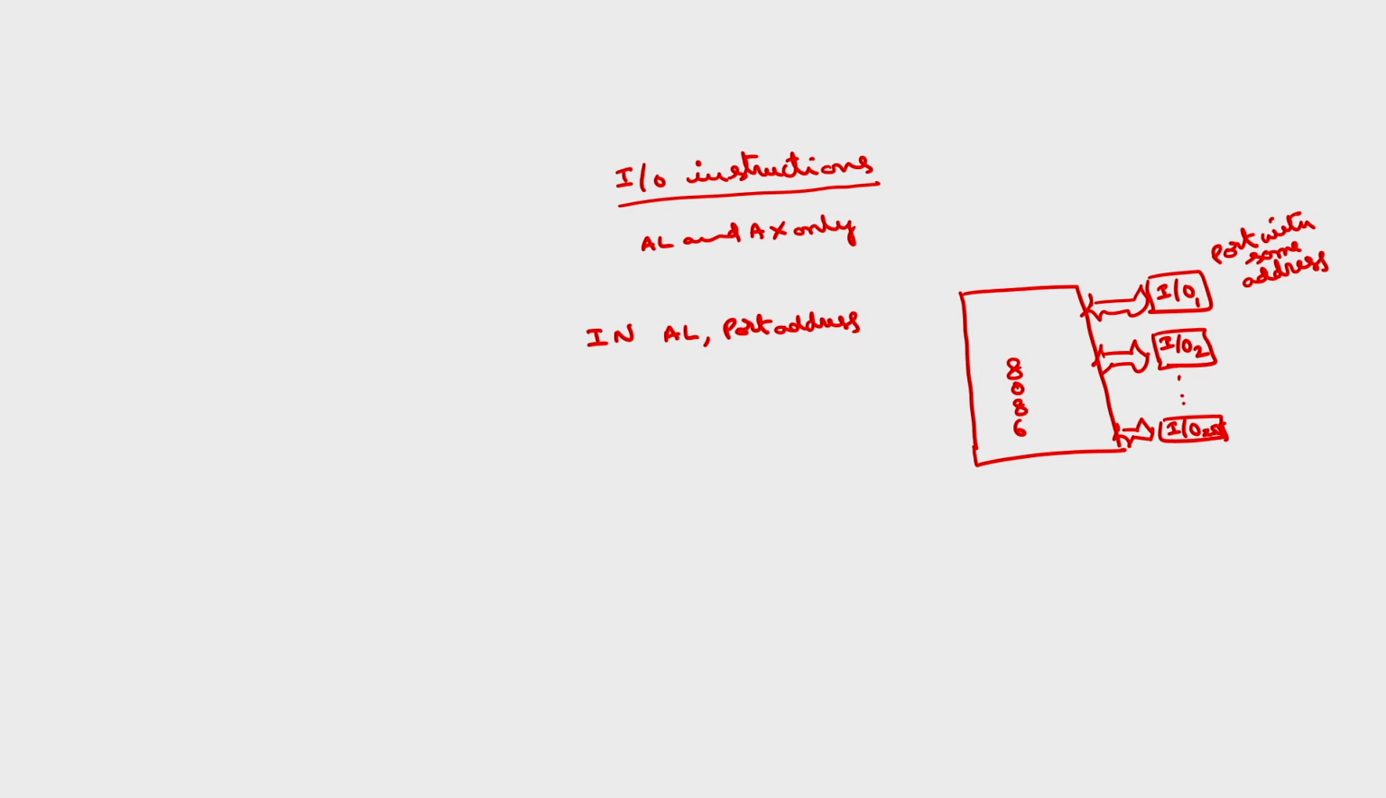So if this port address is say 5000H, and I give IN AL comma port address, then whatever the contents of this IO port will be transferred into the register AL. This is directly implied in the instruction. The AL will be loaded with the contents of the port address.